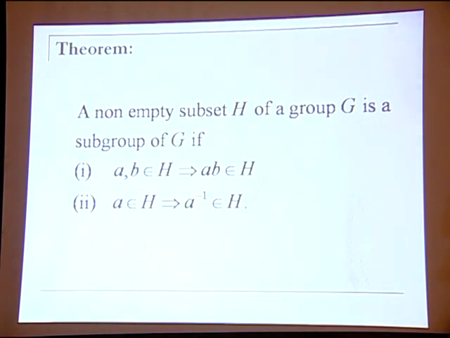A very important theorem: a non-empty subset H of a group G is a subgroup of G if a, b belongs to H implies ab belongs to H, and a belongs to H implies a inverse belongs to H. So the first condition is: if two elements are in H, then their product is also an element of H, that means it satisfies the closure property. And there exists an inverse of each element: if a belongs to H, then its inverse also belongs to H.